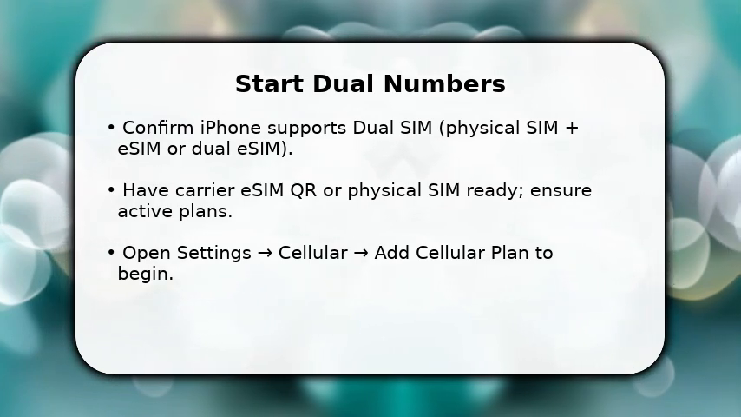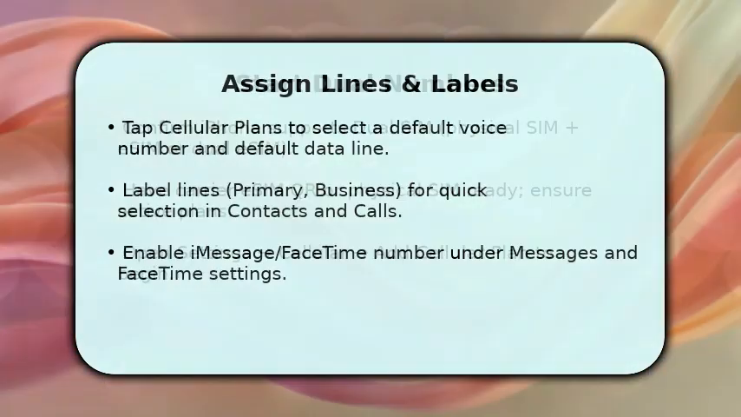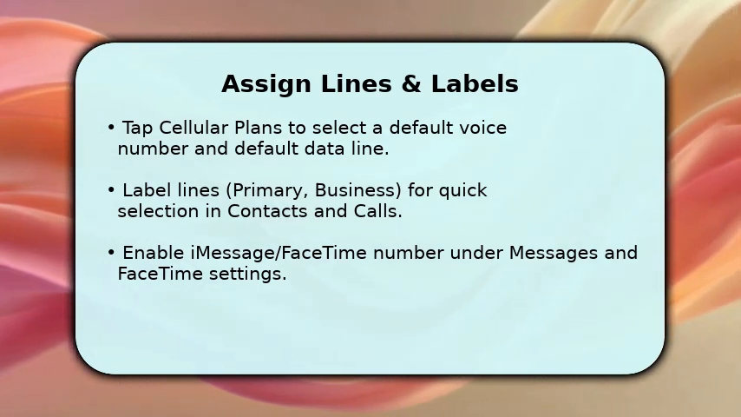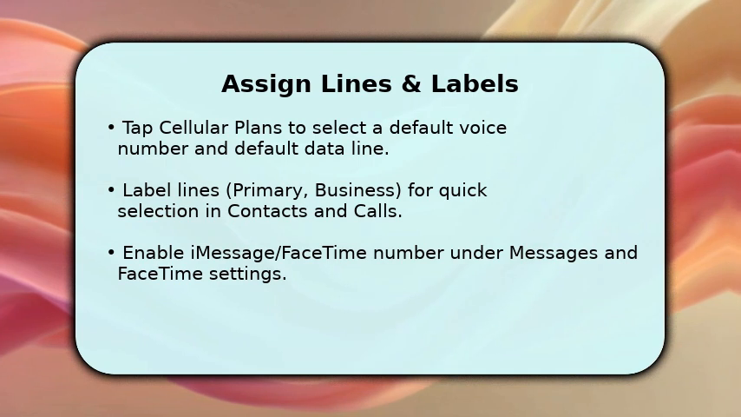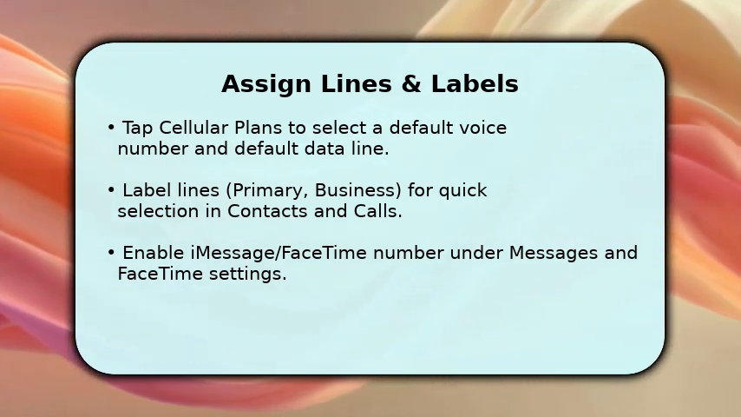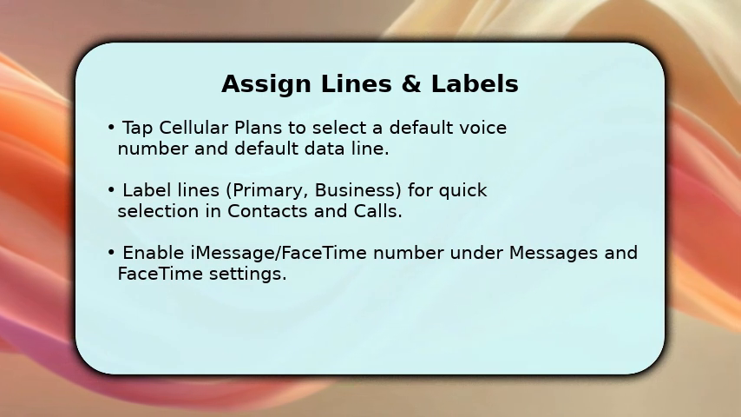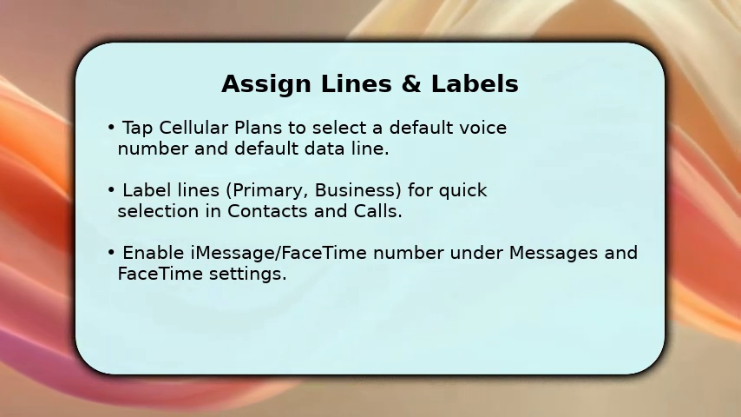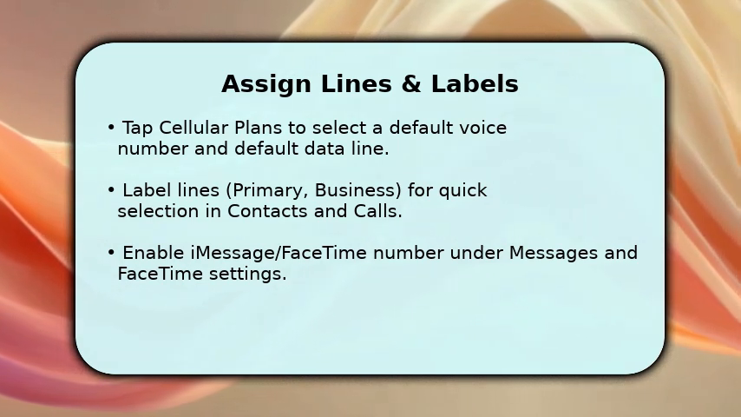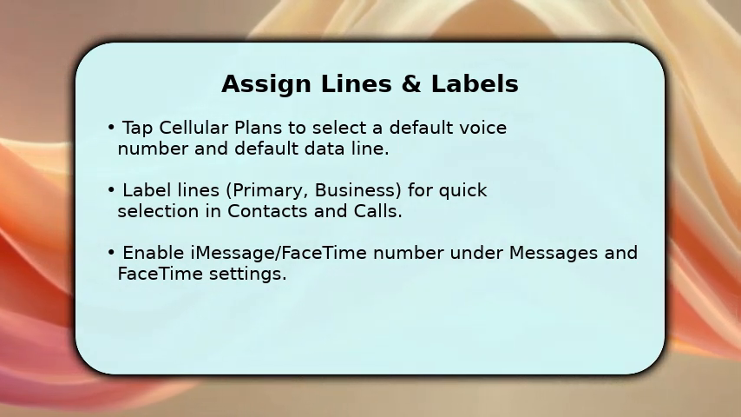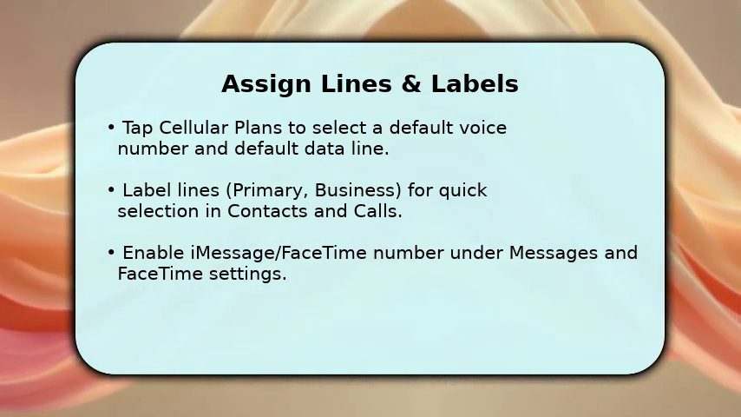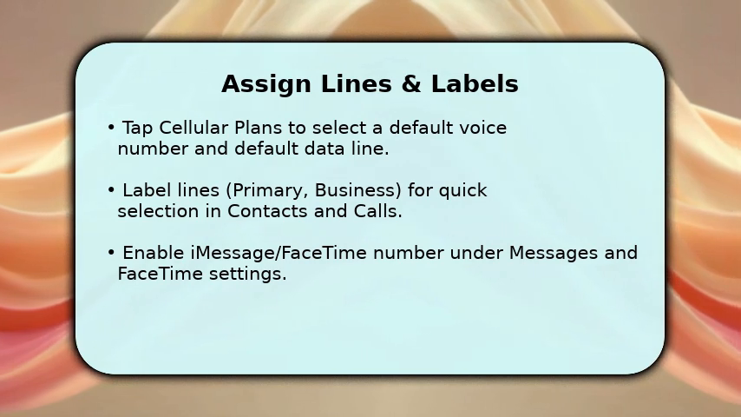Next, assign roles and labels. This is the detailed setup that controls behavior. In cellular settings, choose default voice and cellular data lines, and label each plan so the UI shows names like primary or business. Then open Messages and FaceTime to select which number registers for iMessage and FaceTime. This prevents message confusion. Also, set per contact preferences by editing a contact and choosing the desired default number for calls and text.